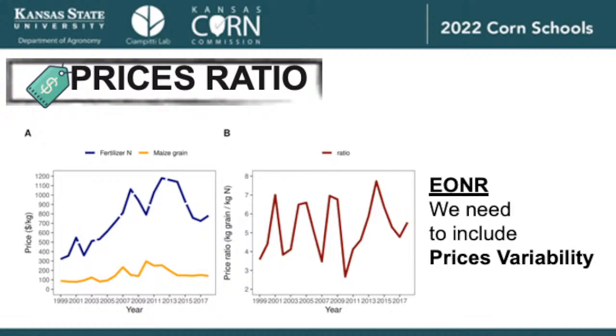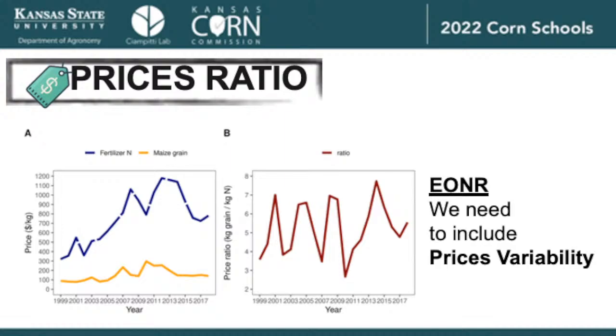So what to do? What are the things that we can perform with these fancy models that I was mentioning, so that we may include that variability, right? So we will have an idea of the uncertainty when generating the prescription of the economic optimal nitrogen rate. We must consider the price variability, okay?